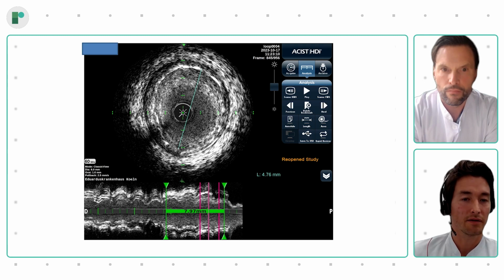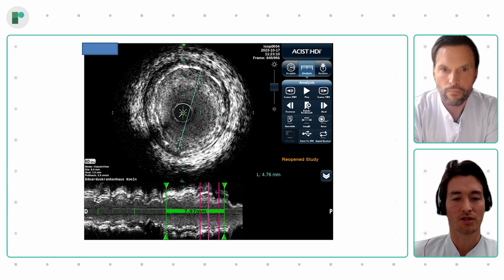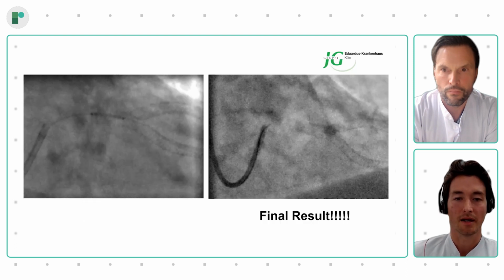And what we did is very simple. We took a look at the HD IVUS. We measured the distal reference diameter right proximal to the side branch ostium, and checked the proximal reference diameter. And we came to the conclusion that an 8 millimeter by 4.5 stent would perfectly fit in this setting without jeopardizing any side branches or the proximal LAD.